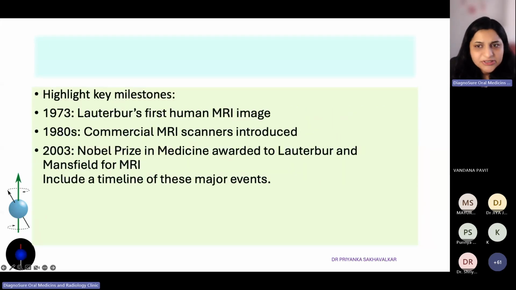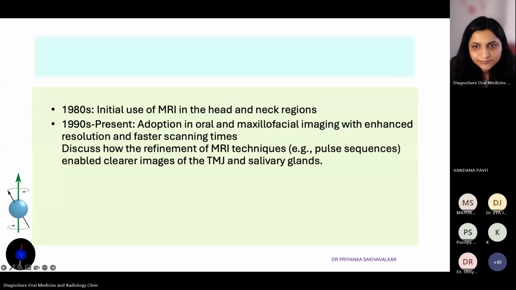Key milestones in MRI history include Lauterbur's first human MRI image in 1973, the introduction of the commercial MRI scanner in the 1980s, and a Nobel Prize in Medicine awarded to Lauterbur and Mansfield in 2003.